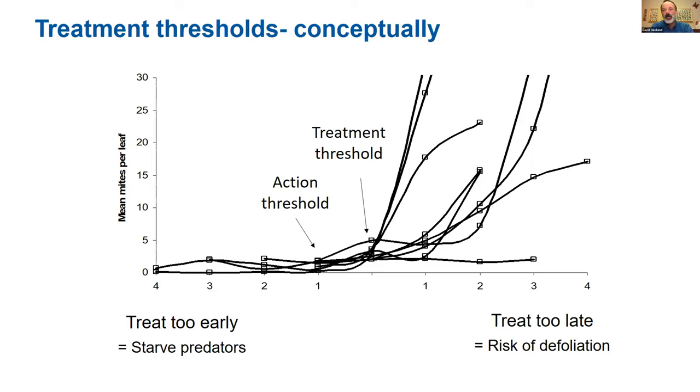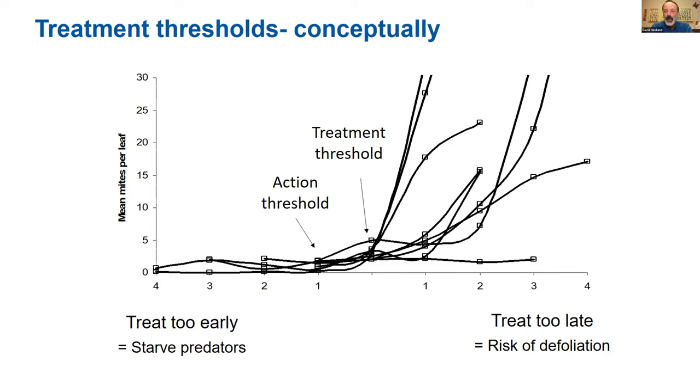If the tree gets so defoliated that it's putting out vegetative buds instead of reproductive ones, that's really the big concern there. So this is kind of what happens. You can see there's this treatment threshold where all of a sudden things just take off. That's what you want to prevent. In theory, that's when you want to treat, before that happens.